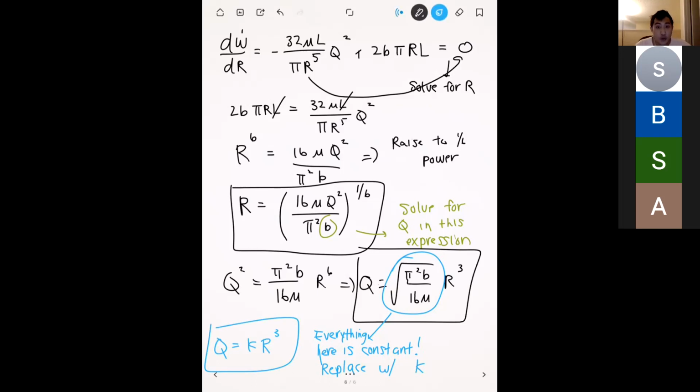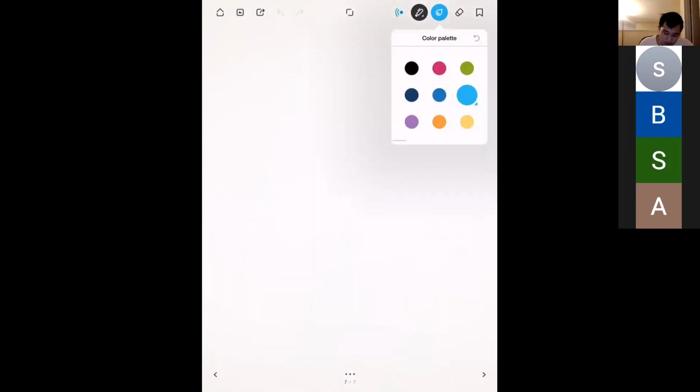Any questions on this? It took a lot of work to get here, but we can basically say that Q, or the flow rate in a blood vessel, is equal to some constant times R cubed. Now let's bring this back to our bifurcation, and let's apply conservation of mass. So back to the bifurcation.